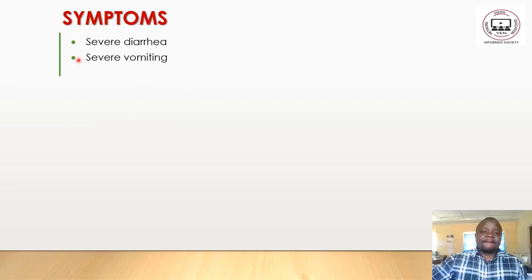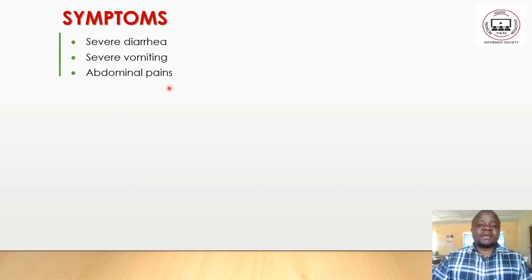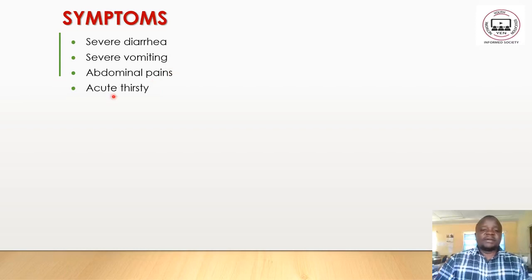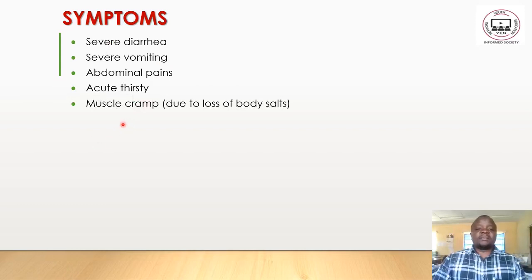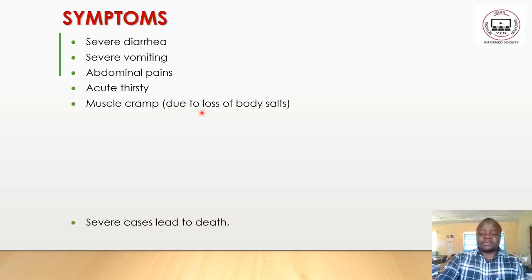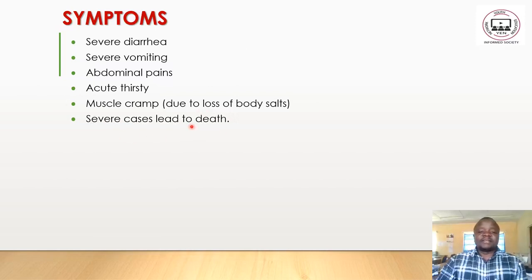Now, symptoms of cholera: severe diarrhea. We have severe vomiting. There are also abdominal pains. A patient feels abdominal pains. There is acute thirst. There is also acute muscle cramp due to loss of body salts, because the salts are lost together when one is vomiting. So there is muscle cramp, meaning the contraction of muscles becomes a problem. Severe cases lead to death.